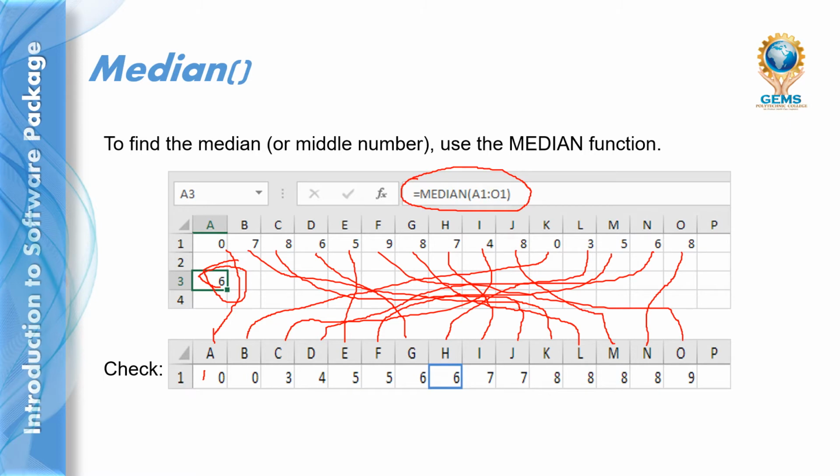So you can calculate 1, 2, 3, 4, 5, 6, 7, 8, 9, 10, 11, 12, 13, 14, 15. So here 1, 2, 3, 4, 5, 6, 7. 1, 2, 3, 4, 5, 6, 7. So then you can calculate what is the middle number. 6 is the middle number.